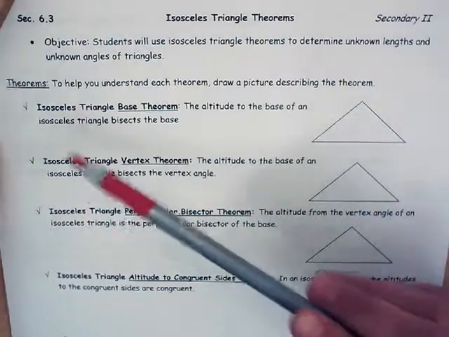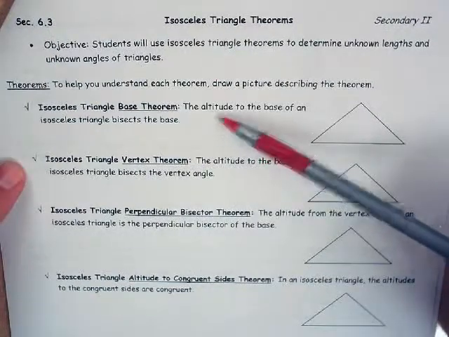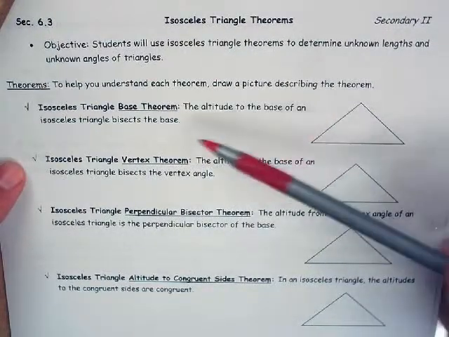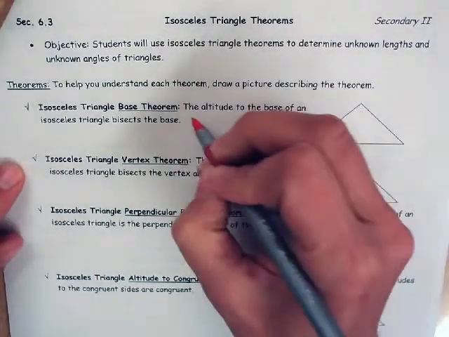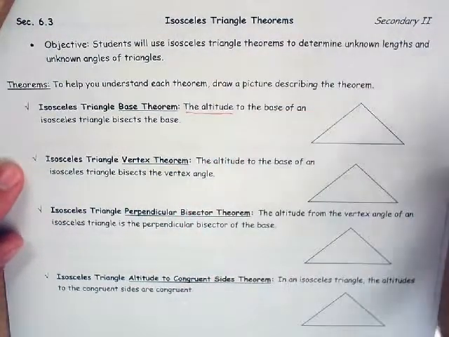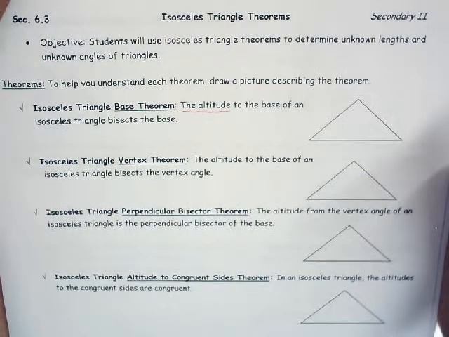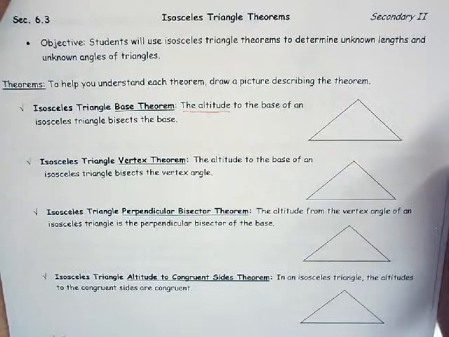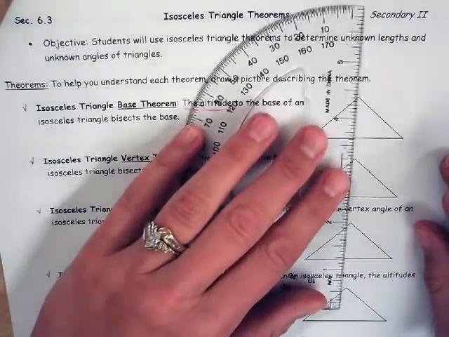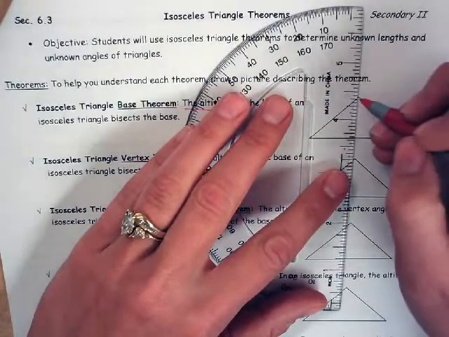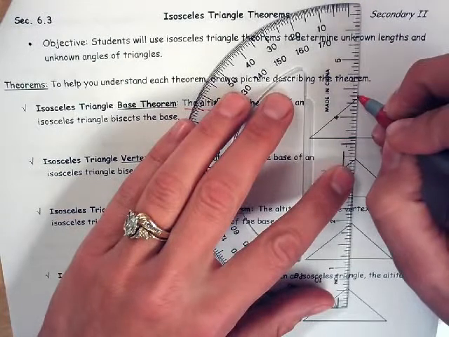So the first one is the isosceles triangle base theorem. This says that the altitude to the base of an isosceles triangle bisects the base. Now the key word here is altitude. Anytime we draw an altitude, it's straight up and down, so it's going to make a 90-degree angle with the base. So we can get our straight edge out, and we're going to try to make this as best we can, for the sake of time, to look like it's 90 degrees here.